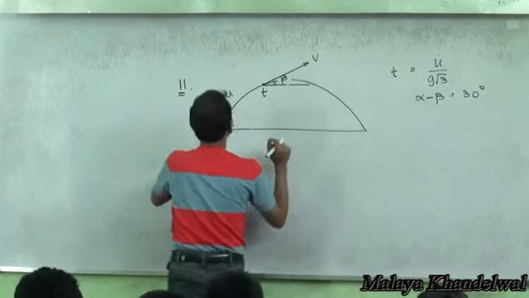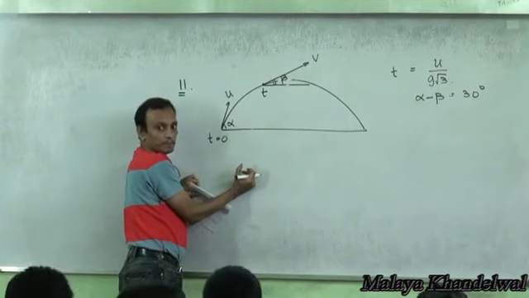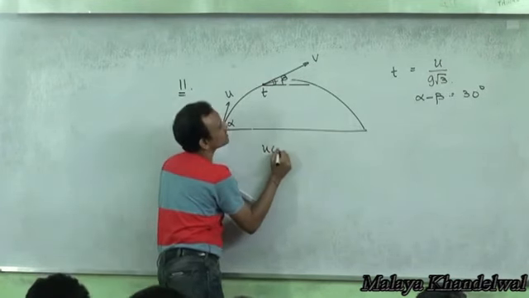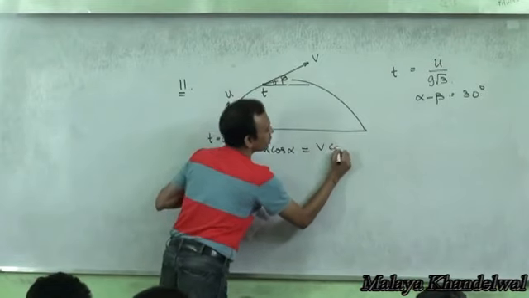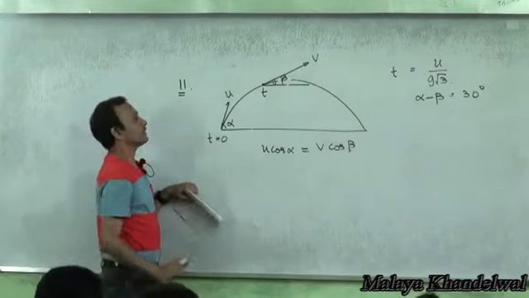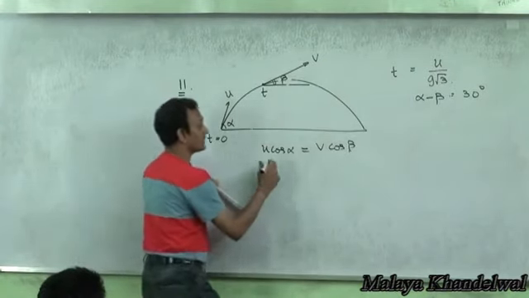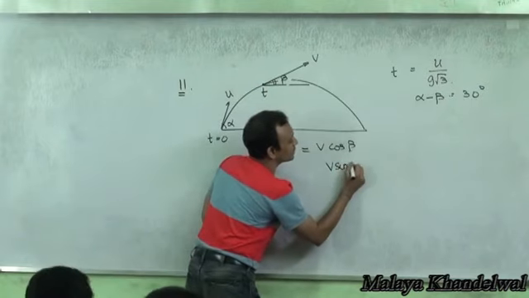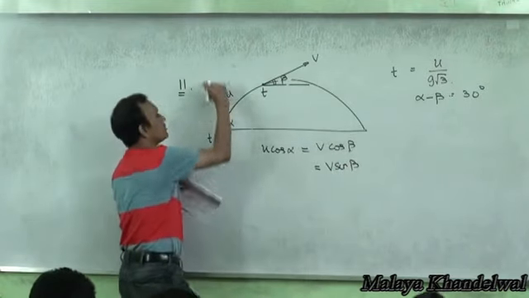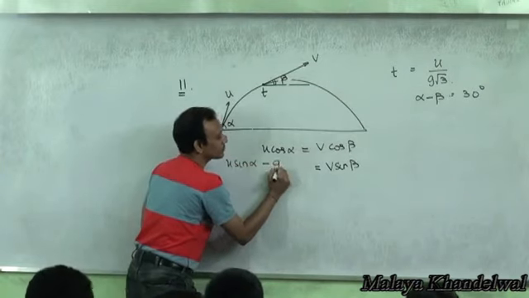Now very simple. Look, at both these instances, the horizontal velocity is the same, which means u cos alpha must be v cos beta. How about it? u cos alpha must be v cos beta. Now, the vertical velocity, very clearly, v sin beta must have come out of u sin alpha depleting.